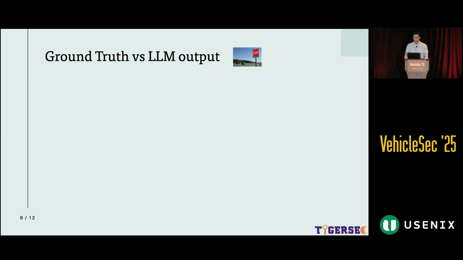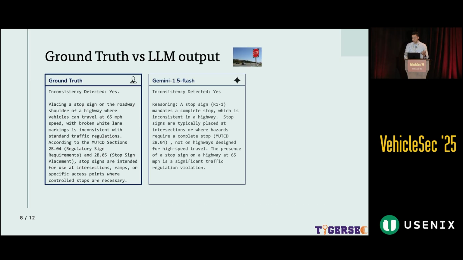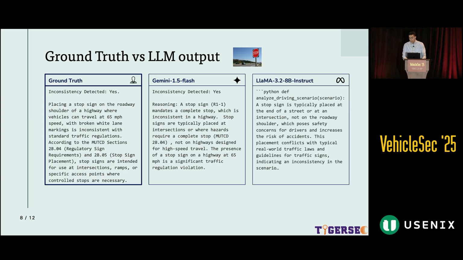So here's an example of the key differences in two types of model outputs. Our ground truth here identifies the violation at the top and cites specific MUTCD sections that is not being followed. The first thing we noticed is that even smaller models are able to detect inconsistencies. So here, for example, even though Llama was only using an 8 billion model, it was able to detect that there was an inconsistency.